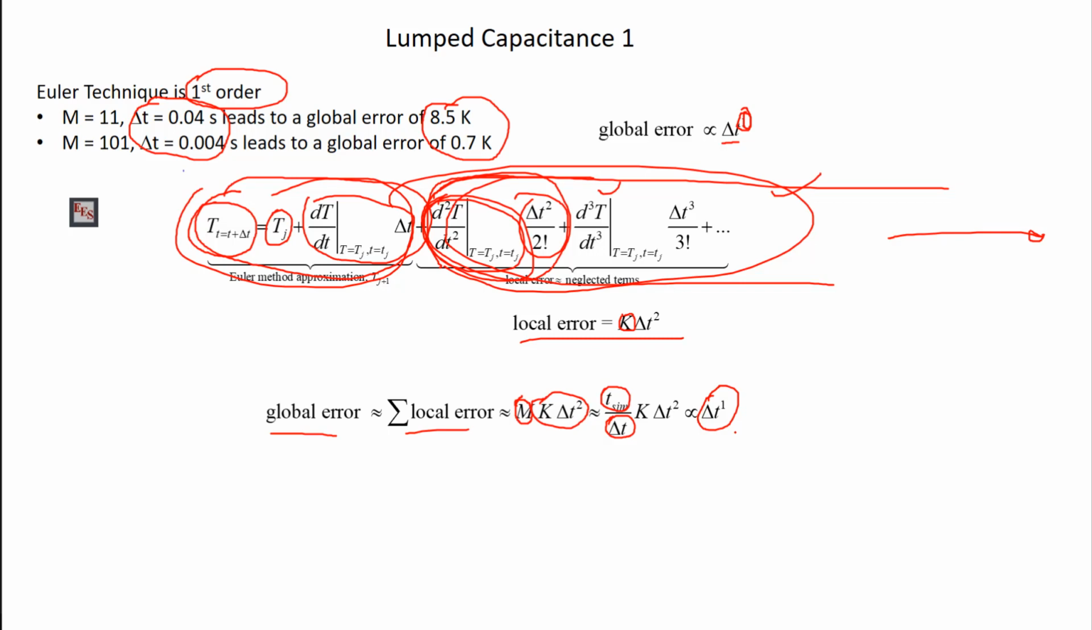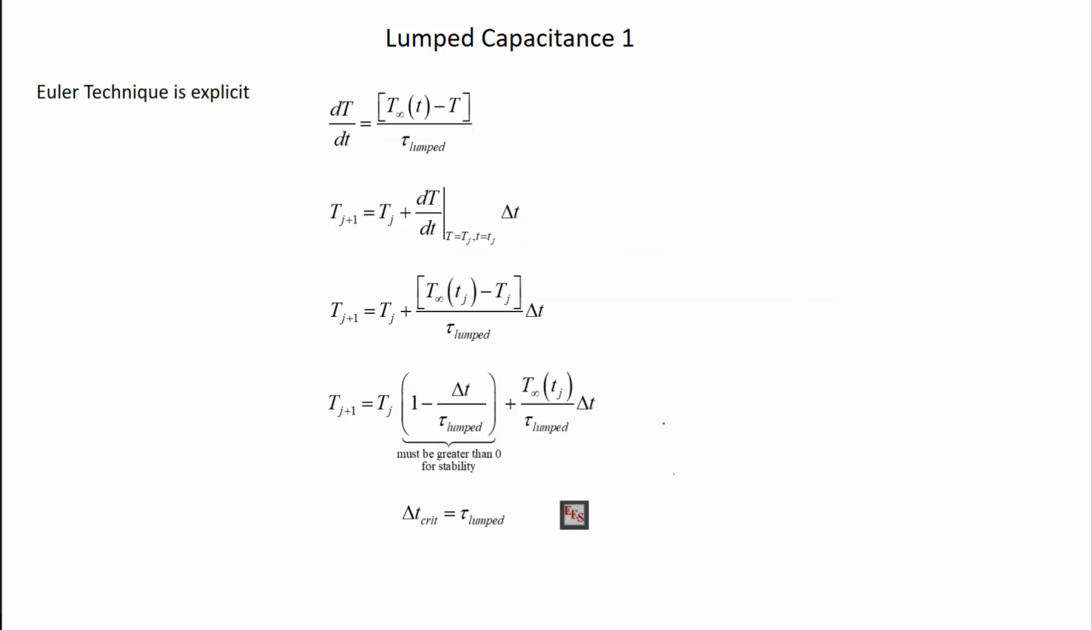The other characteristic of Euler technique that makes it not so great is that it's an explicit technique, right? So if you look at this equation that I'm using to go forward each time step, it's an explicit equation. I know everything there is to know at the beginning of the time step, so it's an explicit equation for the temperature at the end of the time step, right?